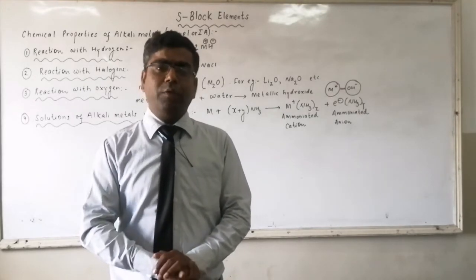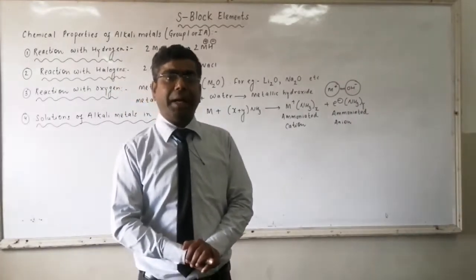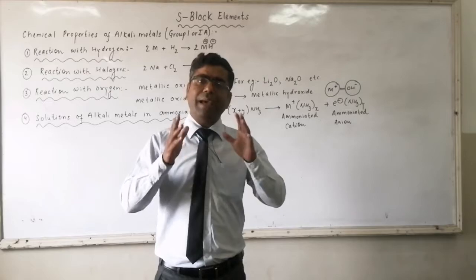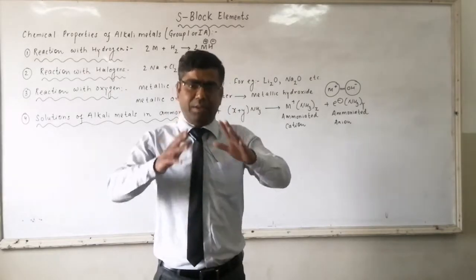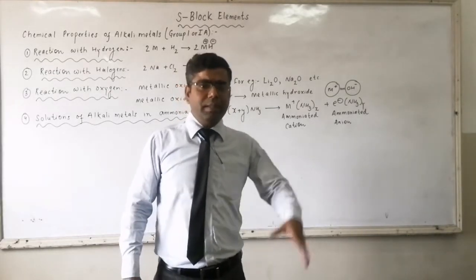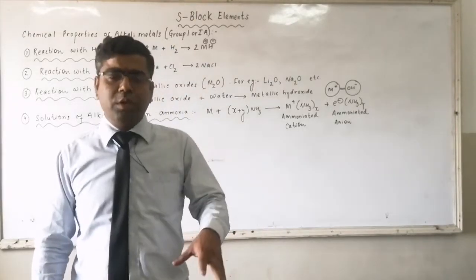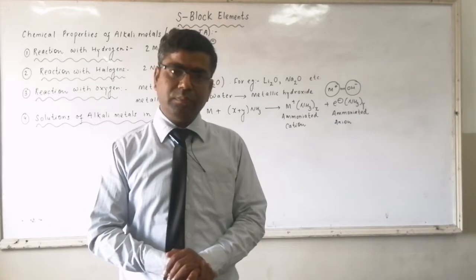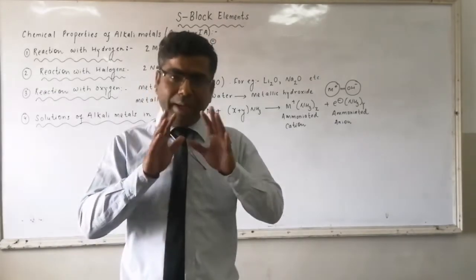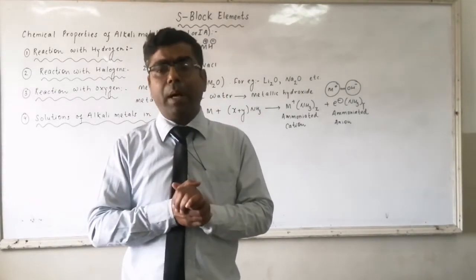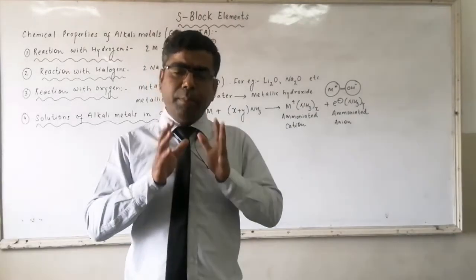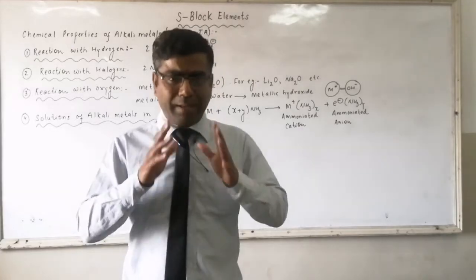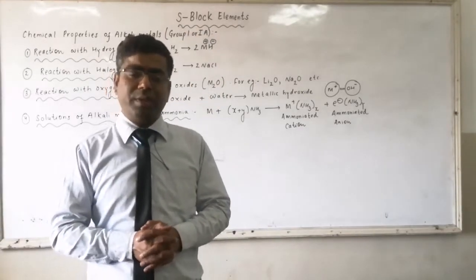And one of the important properties exhibited by metallic hydrides is they act as reducing agents. These are the substances which can be used for the reduction of other substances. Whenever hydride is there, in any compound, then all such compounds can act as reducing agents. So here we can say that all metallic hydrides will act as reducing agents.